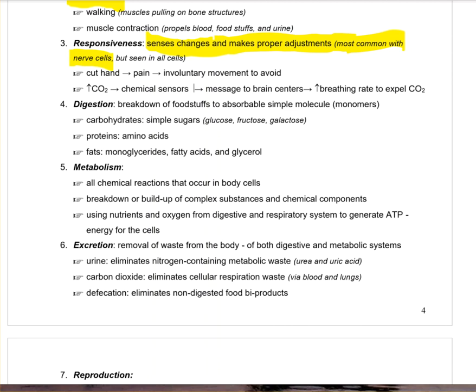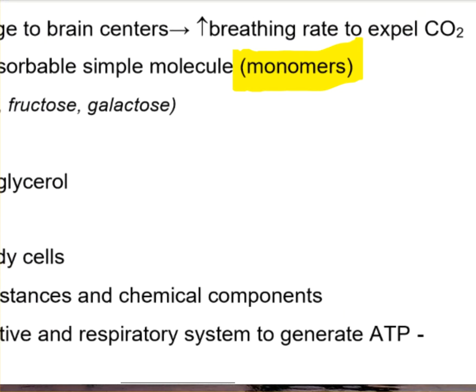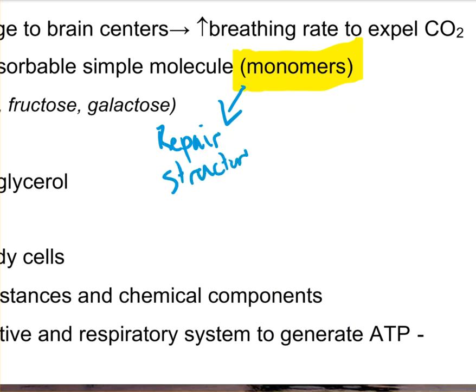Then we have digestion. Digestion is breaking down foodstuffs into simple molecules, and these are breaking them down into monomers. And monomers have a couple different functions that we use in our body, so we might as well remind ourselves. Hold on one sec here, let's erase. Okay, we can use monomers to repair structures. We can use monomers to build new structures.